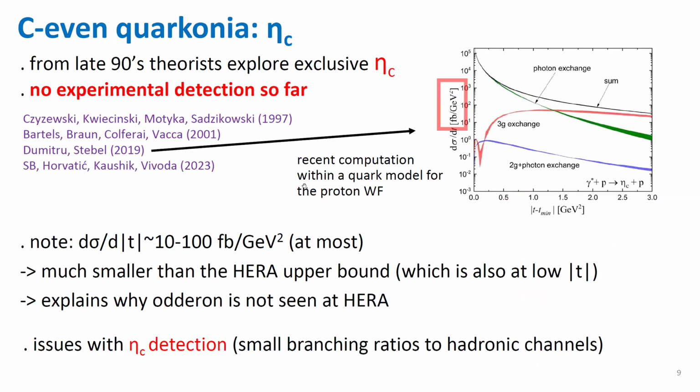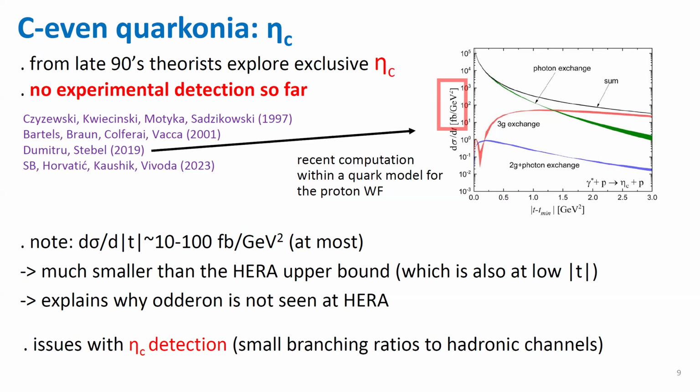Now I move to quarkonia, which is the main point of this work. Most of the theoretical work was done for the eta C particle. However, this process has not been observed. Eta C has not been observed in an exclusive reaction so far, to my best knowledge. And I think part of the reason for this is that eta C is kind of difficult to detect.